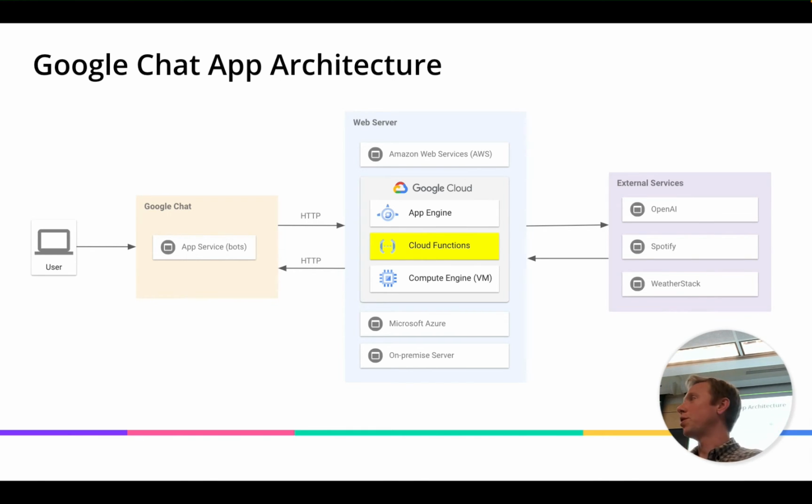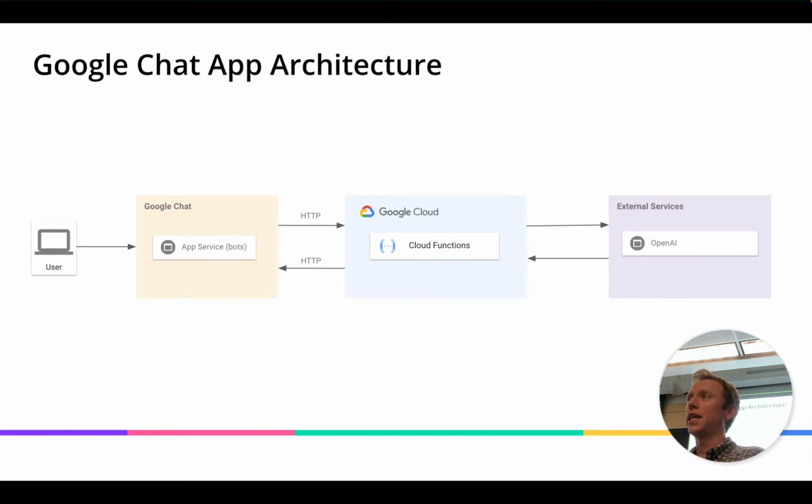For external services, you can use anything that has an API and then pull in data and process as you need. So there's the OpenAI API, Spotify, WeatherStack. You could use whatever you think of. Everything has an API these days. We're going to use OpenAI.